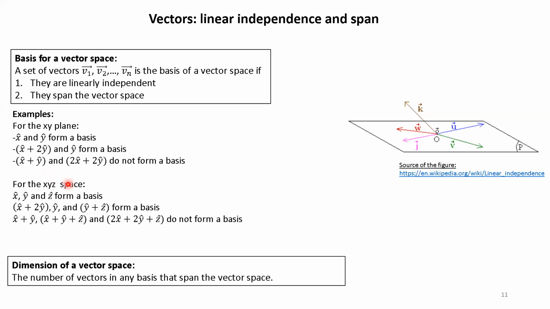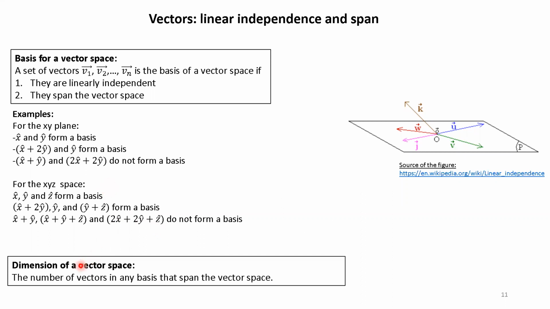For the three-dimensional case, of course, x hat, y hat, z hat form a basis. And if you choose this one, you can see that they will also form a basis, because these three do not lie on the same plane. However, if you see this one and this one, the three together do not form a basis, because this one is just a linear combination of the first two. If you just add the first one to the second one, then you get the third vector. So they are linearly dependent.